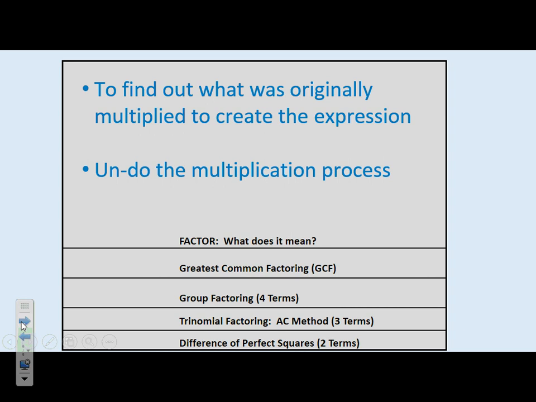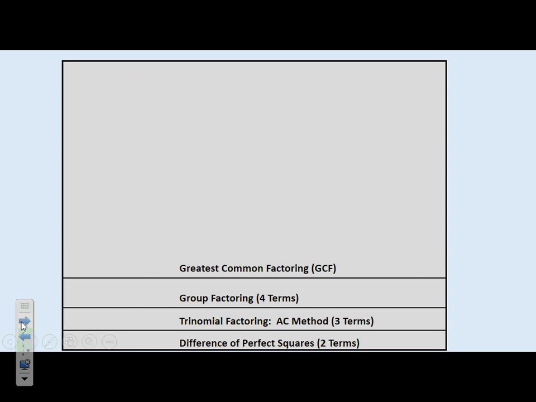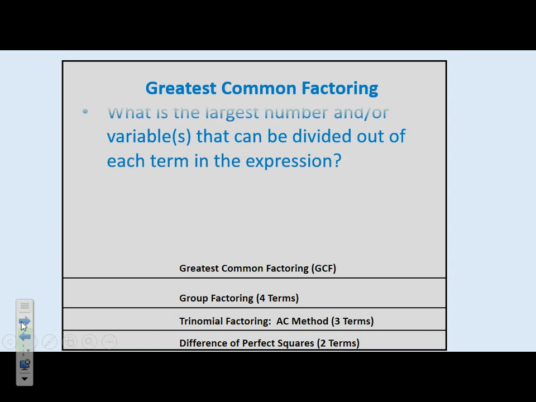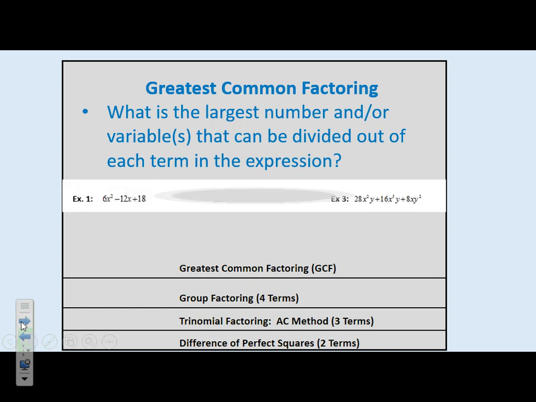Now we're going to move on and we're going to talk about greatest common factor. So if you would open up to the greatest common factor part of your foldable, and on the top there, I need you to write this: greatest common factor. What is the largest number and/or variable or variables that can be divided out of each term in the expression? So we're going to take things out of it. So we have 3 examples here that we're going to run through.